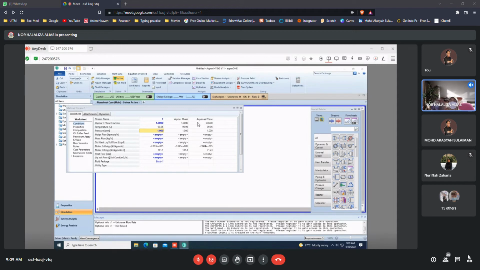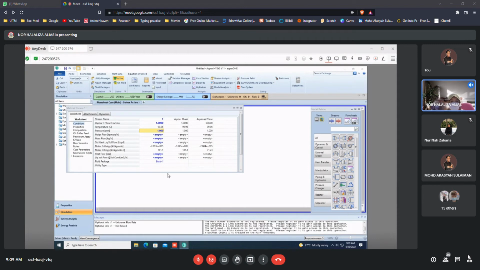Okay, boleh senang tengok macam ni kalau aqueous phase tu zero, maknanya liquid phase tu tak ada. So yang exist cuma vapor phase. Okay class, are you following? Yes. Okay, semua dapat 99.96. Okay, so the next one, what if this time you change the pressure to 10 atm?